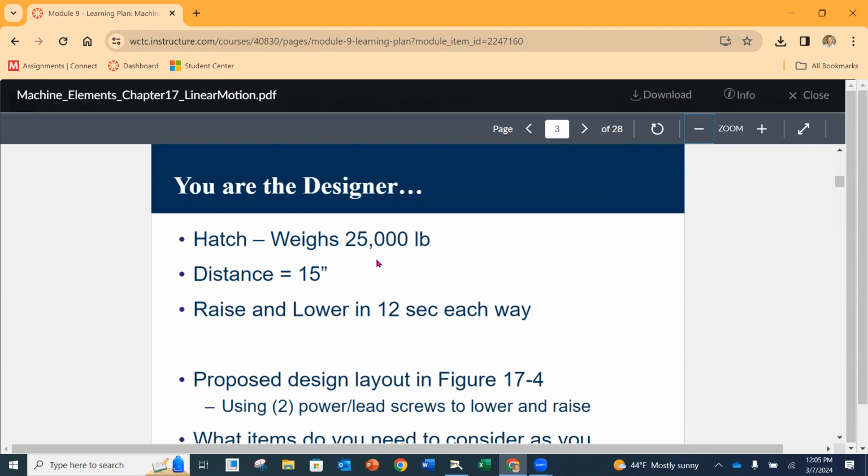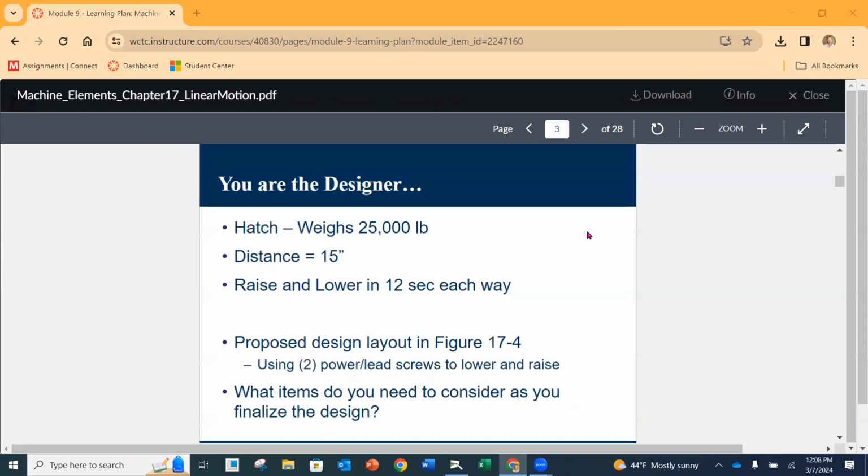So what I want you to do is I'm going to give you 3 minutes. If you would, speed read the You're the Designer section here. And then we're just going to talk about a couple of the elements and then we'll proceed on.